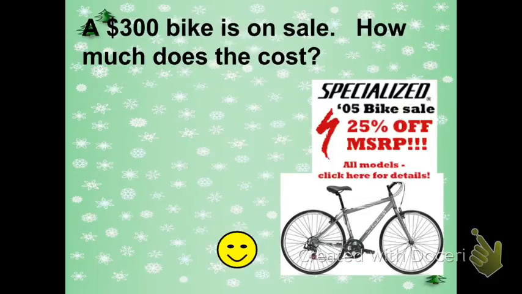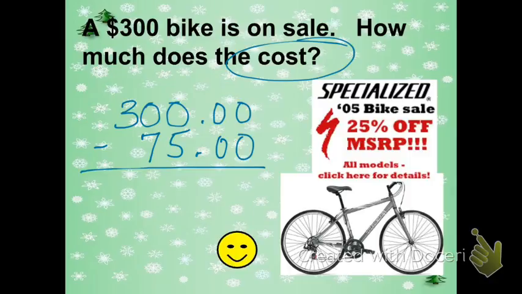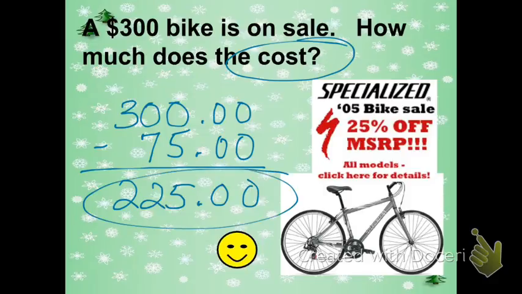Okay, so we have a $300 bike. How much does it cost? That's what the question's asking. $300 minus how many dollars? 75. I can add a decimal and some zeros, but I actually don't need to. It's just up to you whether you think that's helpful. Okay. Angela, what did you get? She got $225. That's how much the bike is going to cost us. And she is absolutely correct.